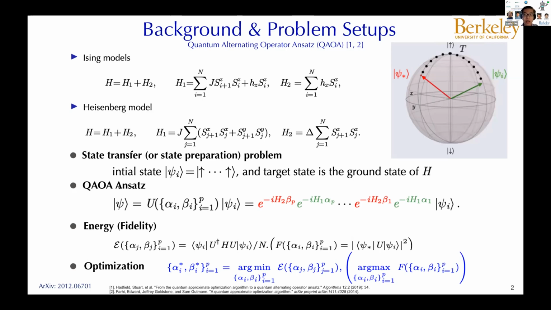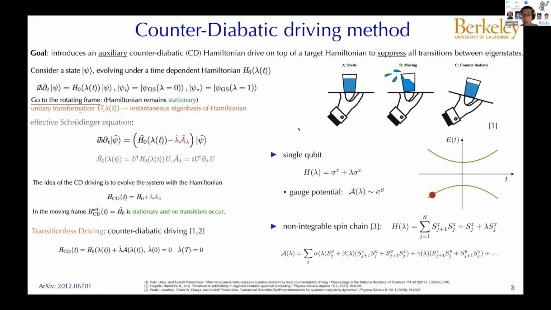And the objective we use is the energy or fidelity. So the optimization is going to minimize the energy or maximize the fidelity. So one very important concept in our paper is the counter-diabatic driving method. So what is CD? In the adiabatic computation, you evolve with the quantum Schrödinger equation, and in the CD, you evolve with the effective Schrödinger equation. So that is, you go to the rotating frame and then you derive the effective equation, you'll get this equation.